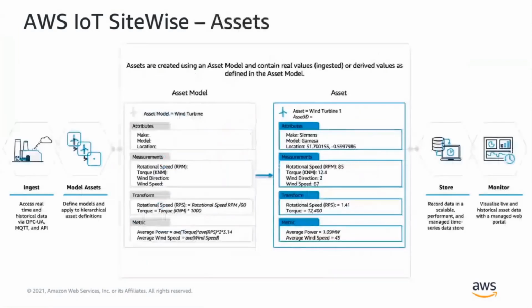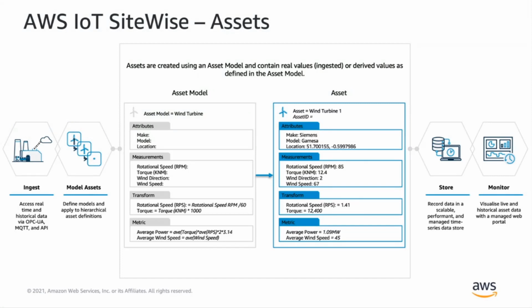Now, what we're going to look at here is an asset model versus an asset. As you can see in this slide, in the asset model on the left-hand side, we have a make and a model and a location. Then we have a rotational speed, so we're starting to get to measurements: rotational speed, torque, wind speed, wind direction, and all these sorts of things.